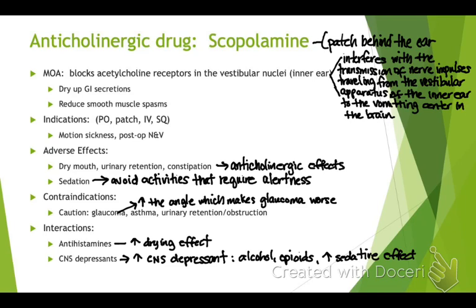Interactions. Scopolamine can interact with your antihistamines, so you will have an increase in your drying effect. It can interact with your CNS depressants, so it can increase the CNS depressant effect. Patients are instructed to avoid alcohol or opioids because it will accentuate or increase the sedative effect that these elements have.